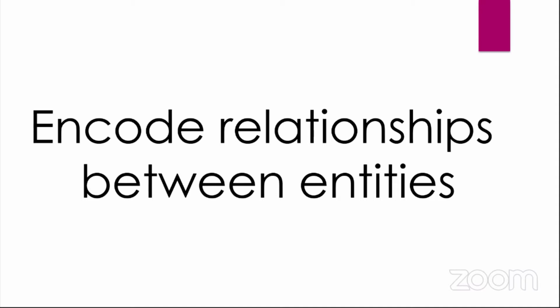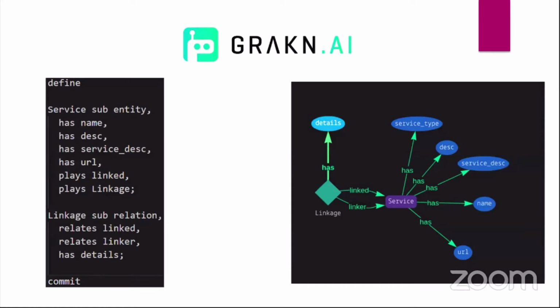So I started to look at a tool called Grakn.ai. What Grakn.ai does is it allows you to create knowledge graphs. So in this example here, on the left side, we have a schema language where we're actually defining what our knowledge graph is. Here I'm just defining an entity. An entity has a name, a description, service description, URL, and then it plays these 2 roles.